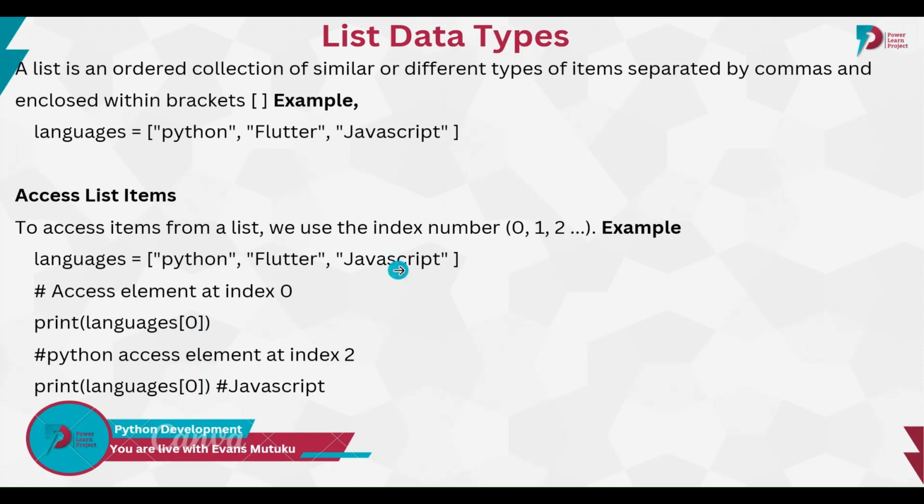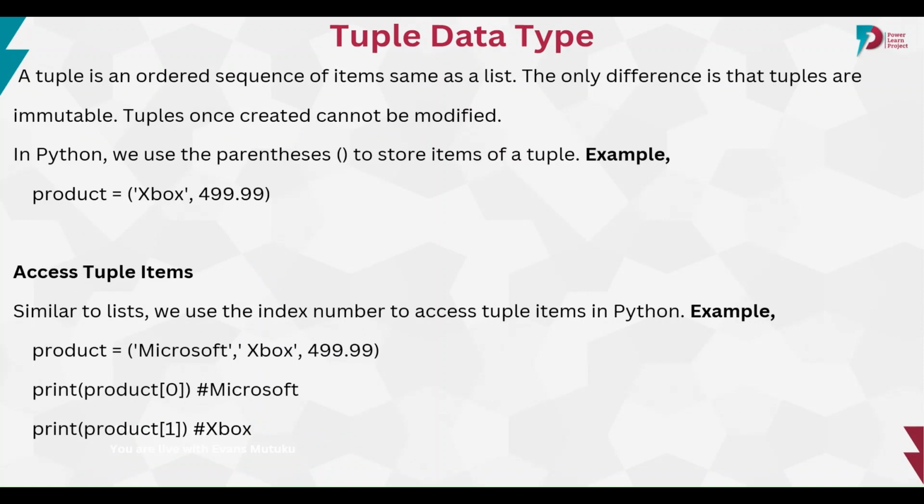So what if we start counting from the right? From the right, it starts from -1. So this one is -1, -2, -3, because we don't have -0. That means if we count from left to right, we are counting in a positive order. If we count from right to left, we are counting in a negative order.